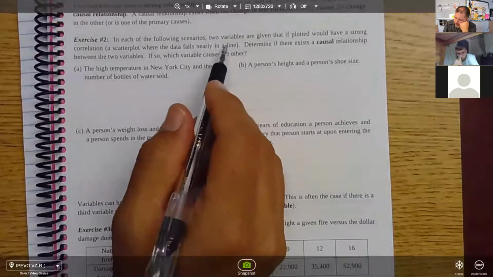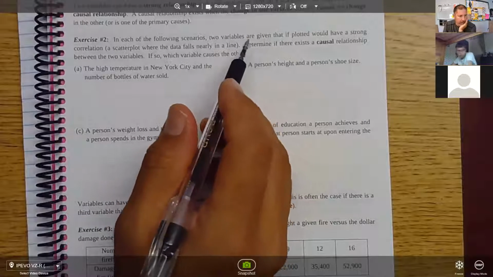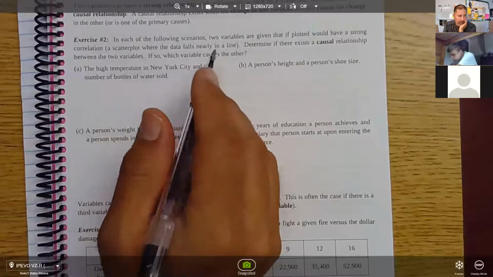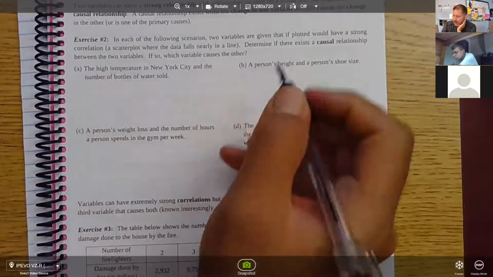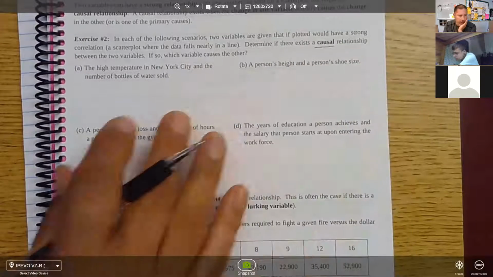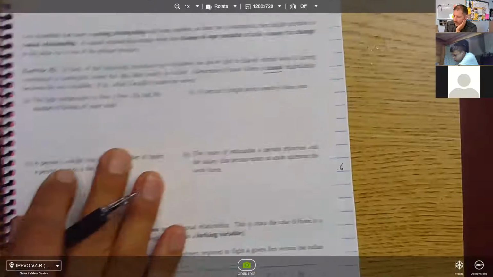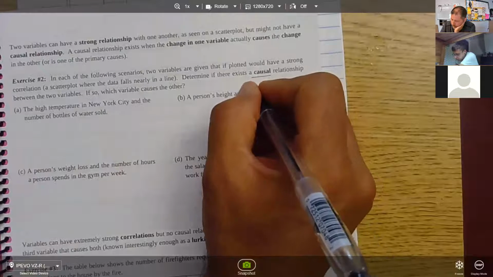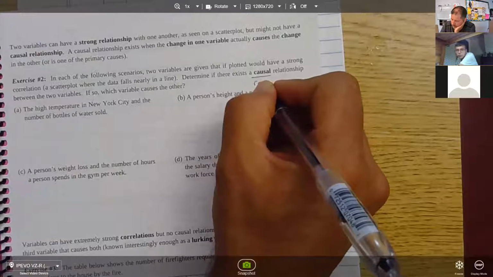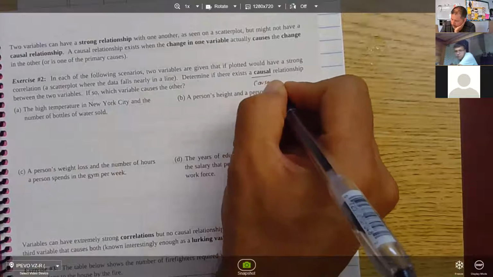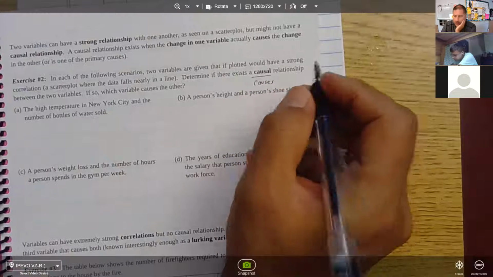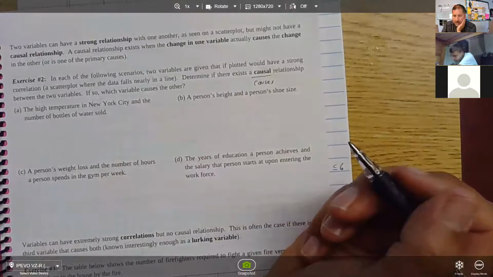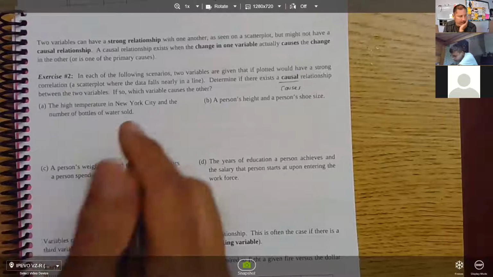Each of the following scenarios, two variables are given that would be plotted would have a strong correlation. That means it would nearly form a line. Determine if there exists a causal, that's a new word, relationship between the two variables. This means, it's a fancy word, and it's funny because it means causes something. So just because two things go up together, it doesn't necessarily mean one causes the other. So let's take a look at it.